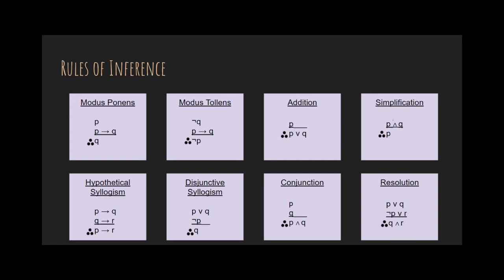Simplification. P and Q is true, therefore P is true. We can also say P and Q is true, therefore Q is true. It's just validating the proposition.